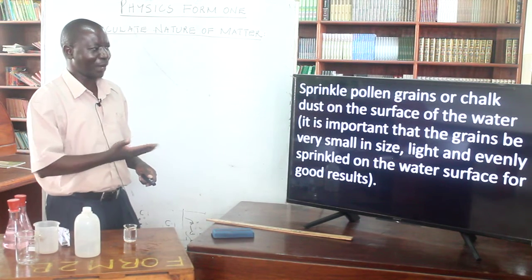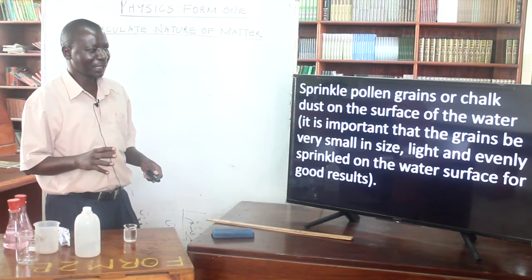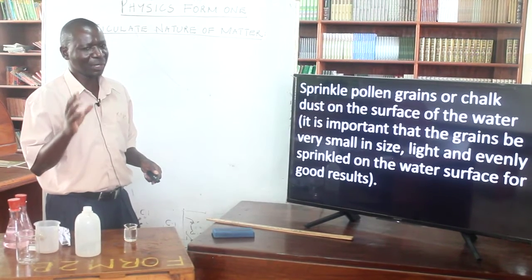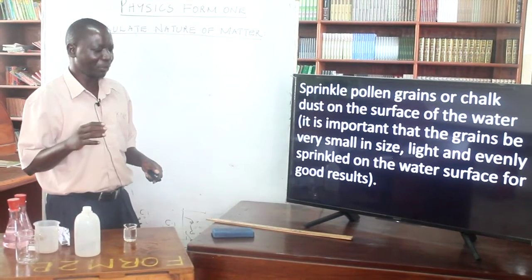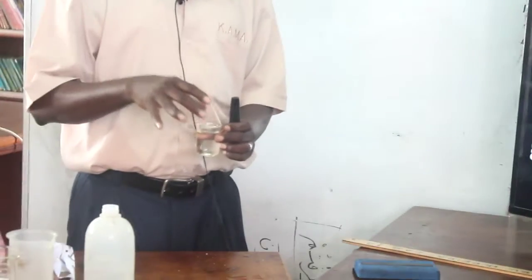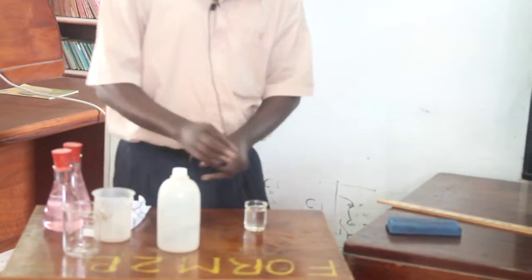Welcome back to our next video, where we are going to look at the movement of the pollen grains. That is, we are going to look at Brownian motion. We have said you put some water into a beaker, and then in that beaker you sprinkle some pollen grains, as we have sprinkled here.